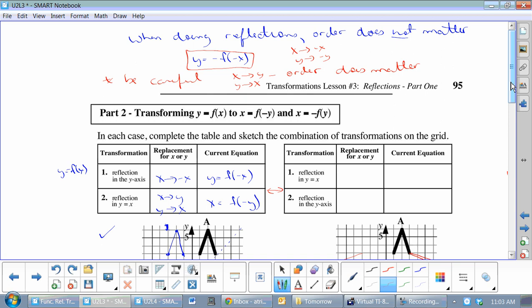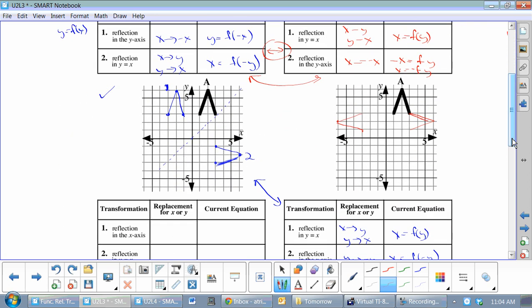So let's actually fill this in. X goes to y, y goes to x. So x equals f of y. Now, if I want to do x goes to negative x, then I have negative x equals f of y, or x equals negative f of y. And you see how they are different. Okay, so these two are actually equivalent.